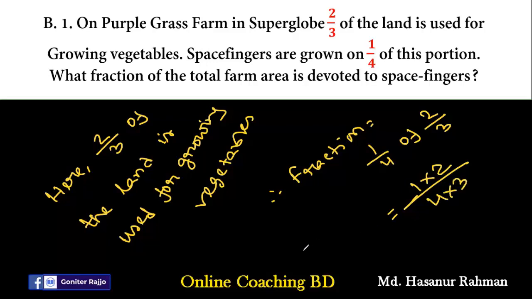Now we have to divide. We can easily divide. 4 is divisible by 2, it will be 2. So at the numerator we have only 1. At the denominator 2 multiplied by 3, that is 6. So 1/6 of the total land is used for growing space fingers. Very simple. So the answer will be 1/6.